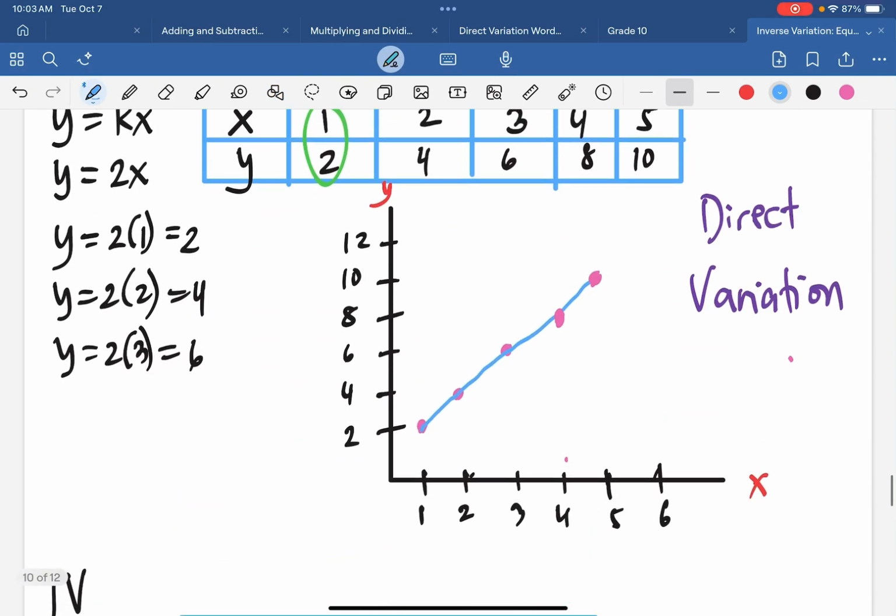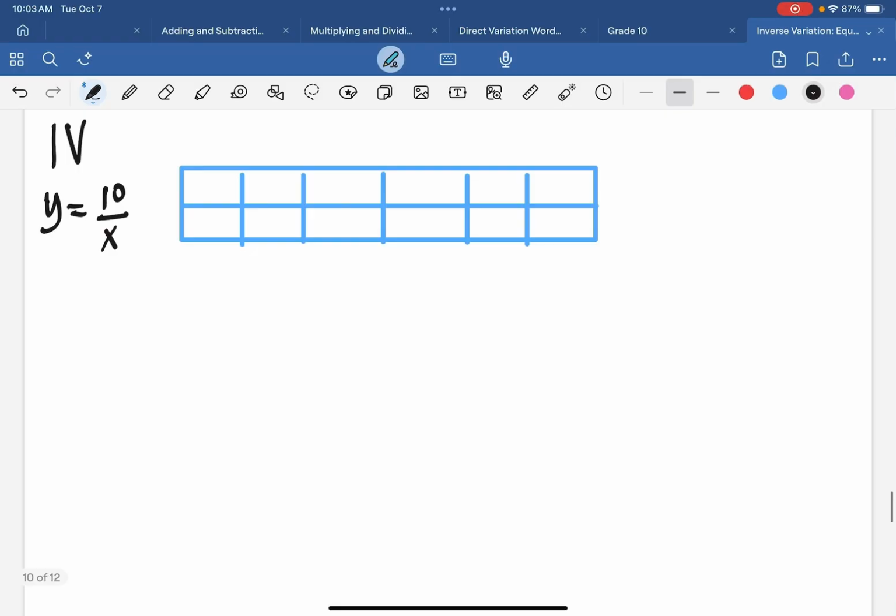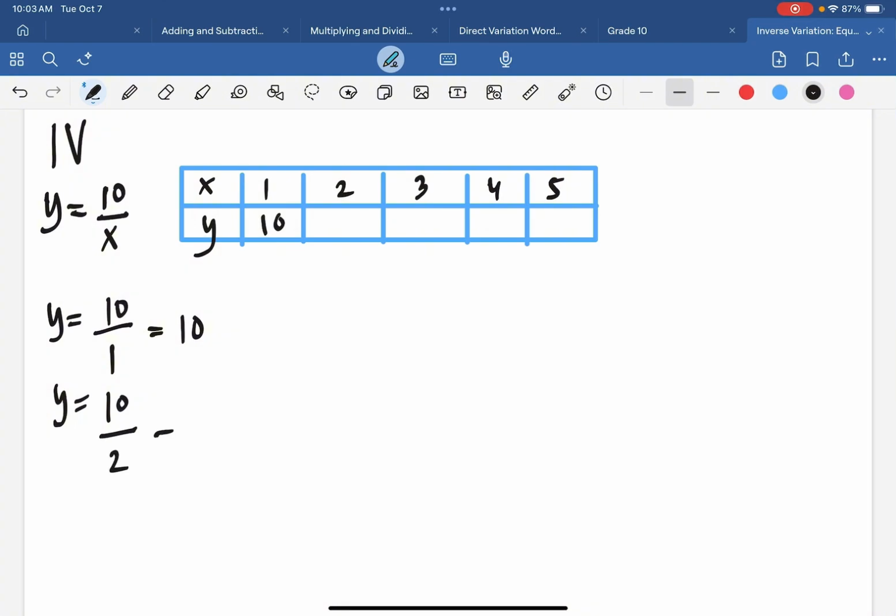Before I forget, again, for direct variation, it is linear. We have here x, y. So let's have 1, 2, 3, 4, 5. Now, if we let x be 1, the result is 10. If we let x be 2, the result is 5.